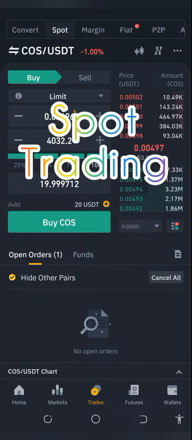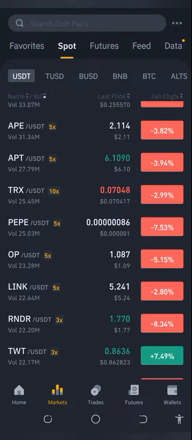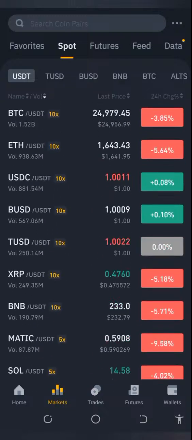Now, what about spot trading? How do you do that? Let's even assume it's the same COS you want to use for spot trading. Now, of course, first off, you have to be able to choose a good coin in the sections that will help you. In our income strategies course, we show you the different sections, the different nuances, the different things you should take into consideration.